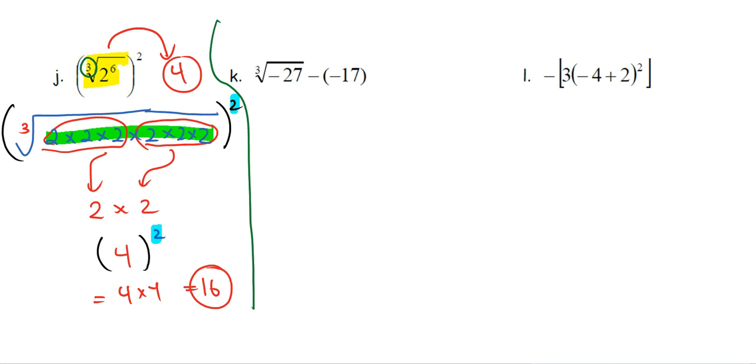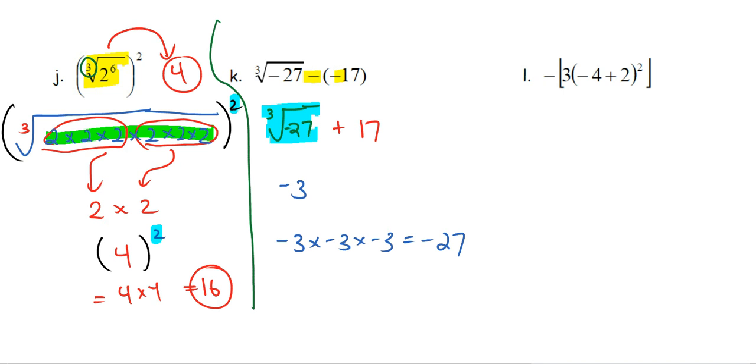For 4K, I would start off by doing this, the cube root of negative 27. I have a negative and a negative sign, so that's going to be plus 17. And then your goal is you got to find out what's the cube root of negative 27. Well, the cube root of negative 27, that's going to be negative 3. Okay, it's negative 3 because if you take negative 3 and multiply it by itself 3 times, negative 3 times negative 3 times negative 3, that's going to give you negative 27, which matches this inside number there. Okay, so the cube root of negative 27 is simply going to be negative 3.